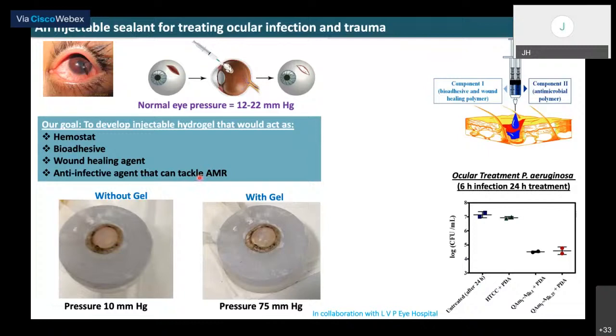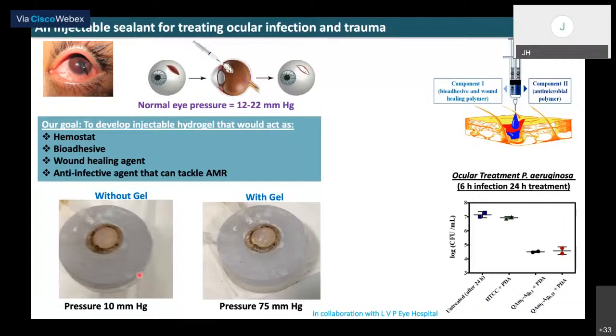And we have shown this with the human cornea model, which we have done in collaboration with the LV Prasad Eye Hospital. When we infect the human cornea and then give it our molecules, we can see that they take care of the infection drastically compared to the normal control. And then we have shown here that it can take care of the pressure.